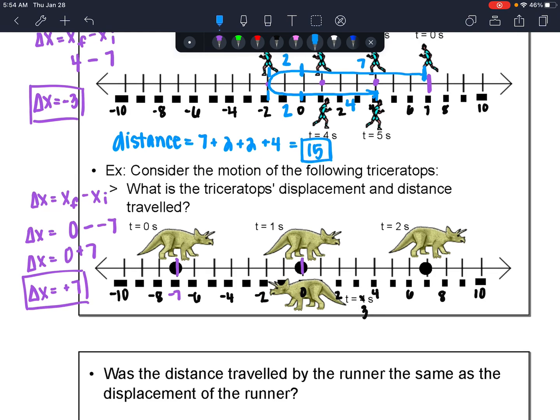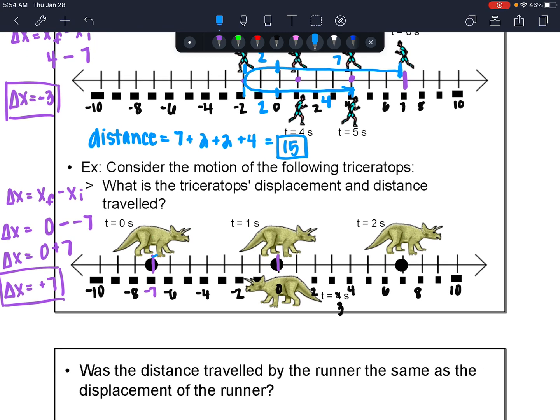Now my distance. So my distance, I'm going to draw the path. Goes here to there. So I'm going to chunk this into segments. I know from here to 0, -7 to 0, that's a length of 7 units. And then from 0 to, this is 7, that's another 7 units. And then from 7 back to 0, that's another 7 units. So my distance is going to be 7 plus 7 plus 7, or in other words, 7 times 3, which is 21.